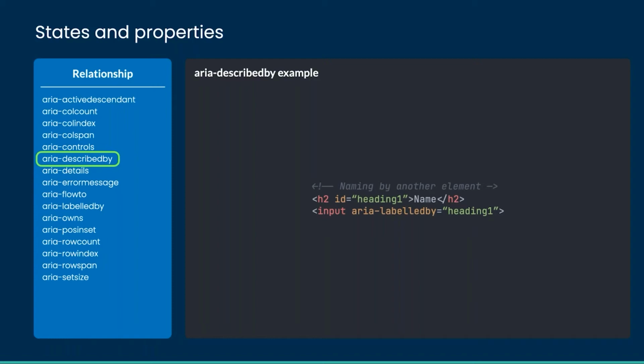And this is often the preferable way of using it. So rather than using ARIA label, which as we saw before isn't visible on a page, it's just in the code, this is naming something by something that's visible on a page. So it's a preferable way to do it. You can see it, and if something's wrong with it or it's changed, it's more obvious.